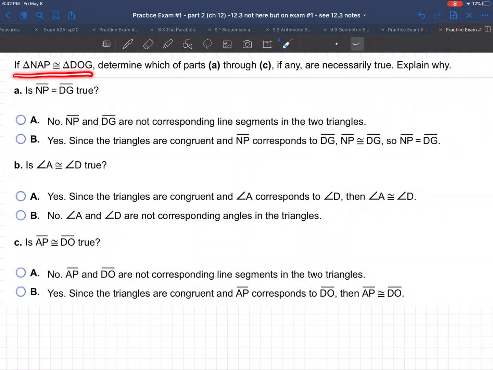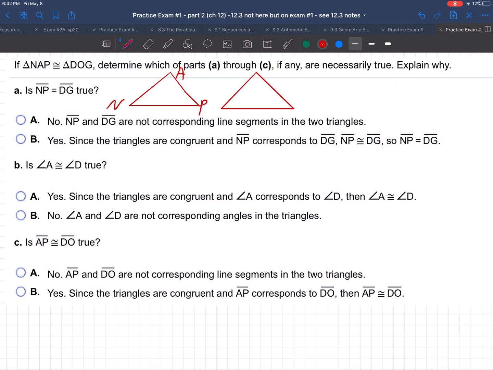If triangle NAP is congruent to triangle DOG, determine which parts, A through C, if any, are necessarily true and explain why. Okay, what's important to do on this problem is to write out a little picture. Let me do a better job than that. So this will be triangle NAP, and then over here, I'll have that one.